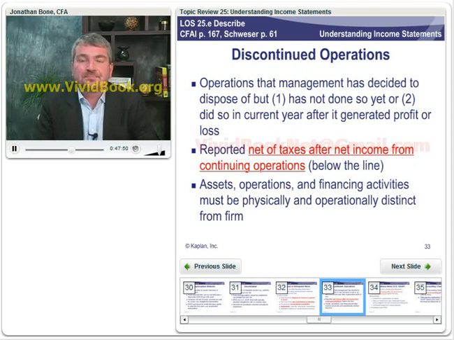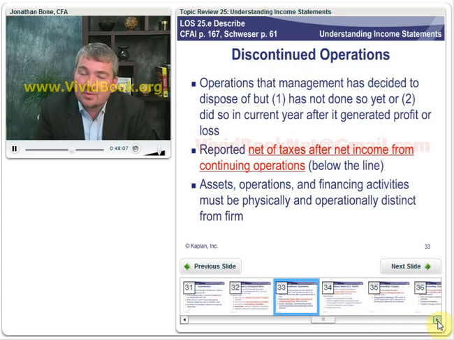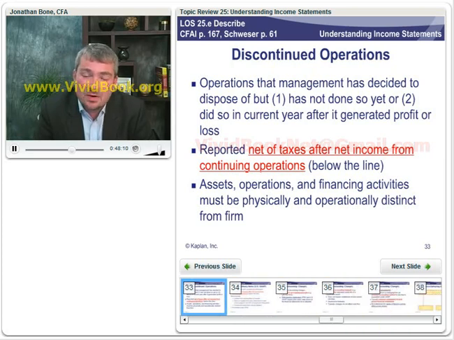Discontinued operations. These are operations where the management has decided to dispose of the operation, but either hasn't done so in the year or did so but partway through a year. Now the key point is, if you've decided to dispose of it or did so partway through this year, it's not going to generate earnings in future periods. As a result, we want to keep its operating results, i.e. its sales, its cost of goods sold, its gross profit, its sales general and admin, its operating profit, etc., distinct from the continuing operations of our business.